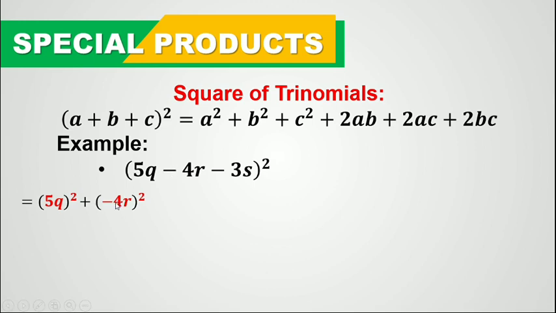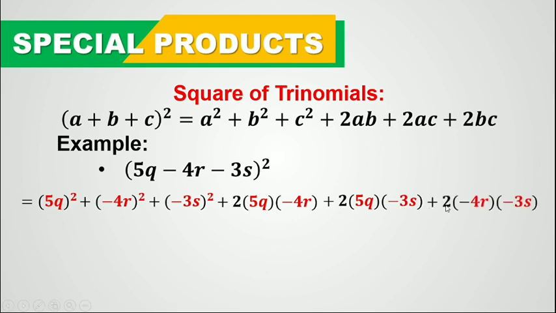So quantity negative 4r squared, and then plus the square of the third term. So quantity negative 3s squared, and then plus twice the product of the first term and the second term, plus twice the product of the first term and the last term, and then lastly plus twice the product of the second term and the last term. And then we are going to simplify them further.